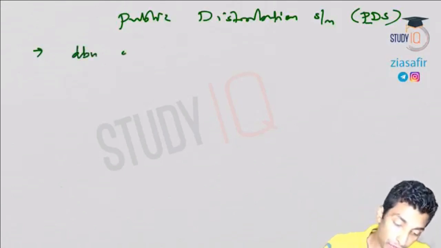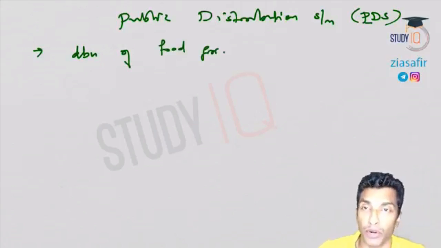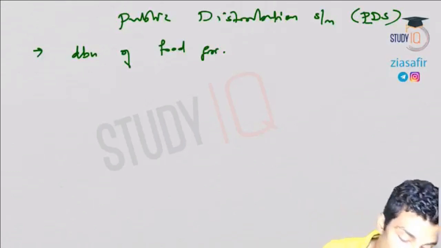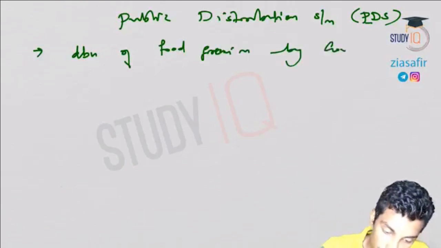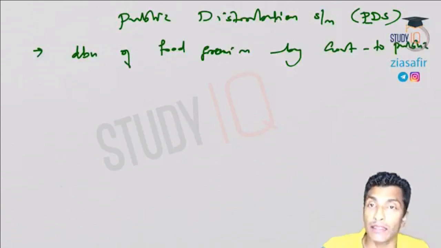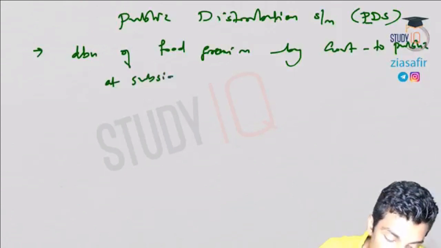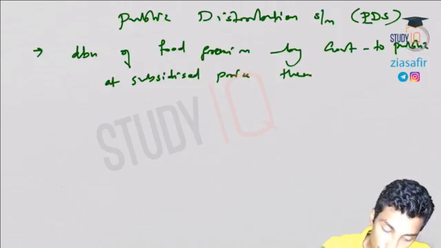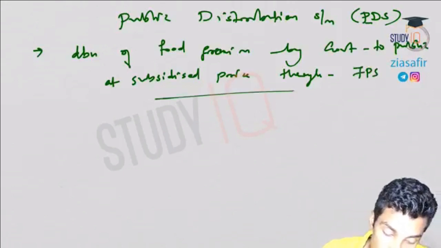So it basically refers to distribution of food grains or essential commodities by the government to the public through the fair price shops. So distribution of food grains by the government to the public at a subsidized price, not at market price, through the ration shops or the fair price shops, FPS.